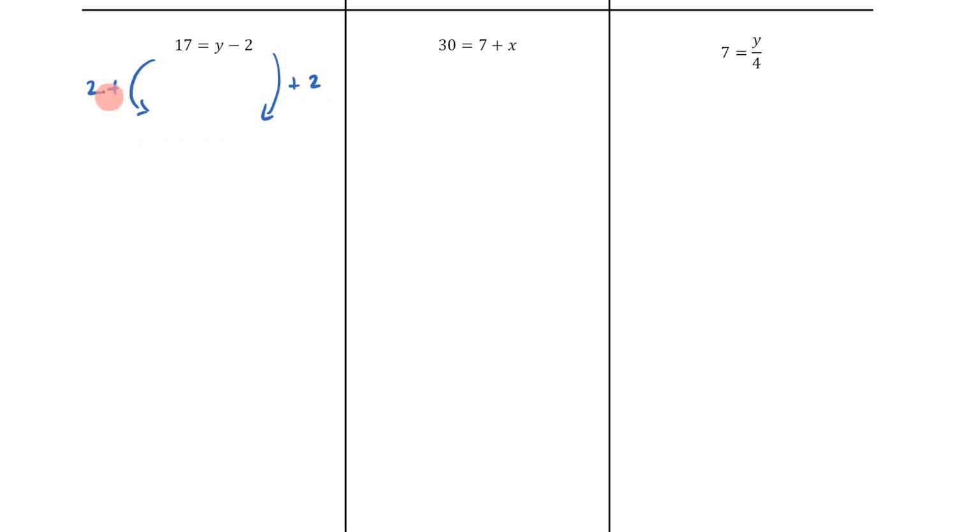Remember, whatever you do to one side, you must do to the other side. 17 plus 2 is 19. And then y minus 2 plus 2 is just y. So my answer is going to be y equals 19.